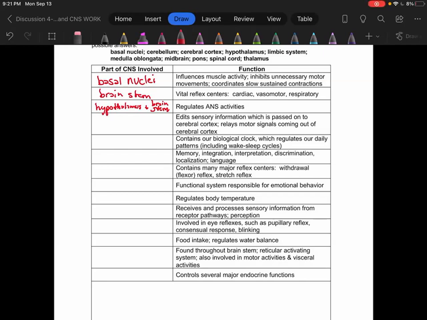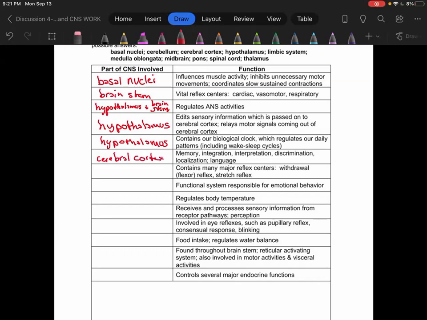Whenever we're looking at the editing of sensory information, which will be passed on to the cerebral cortex, the relaying of motor signals coming out of the cerebral cortex, this is going to be dealing with the hypothalamus. Our biological clock, we're going to see that is the hypothalamus as well. Homeostatic function. Memory, integration, interpretation, discrimination, localization, and language. That is going to be dealing with the cerebral cortex, or that prefrontal cortex.